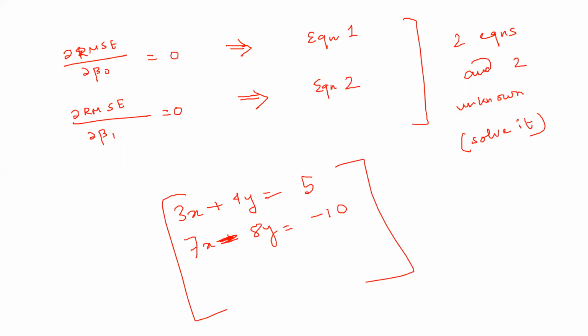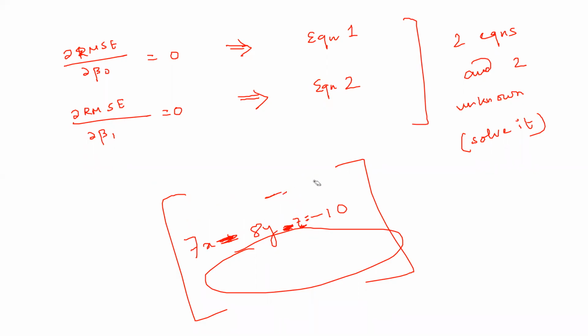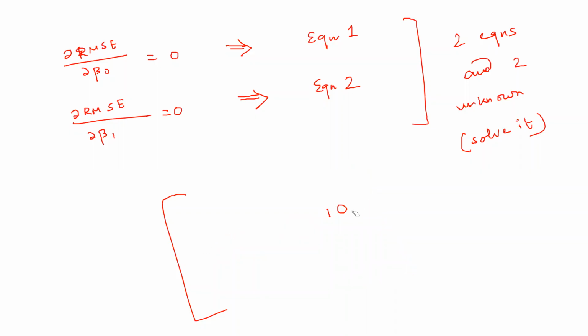Yes. If I write 7x plus 4y plus z is equal to 5 and minus z is equal to minus 10, can you solve it? No. Because the moment there are three unknowns, I need three equations. Then only linear algebra will be able to solve it. So that we have done in our school days. So this also applies here, that you have to have two equations for two unknowns to solve this particular thing. So that's how we solve it.